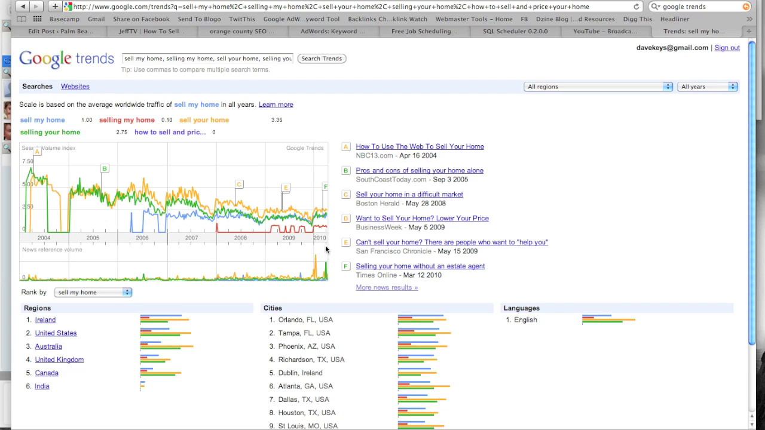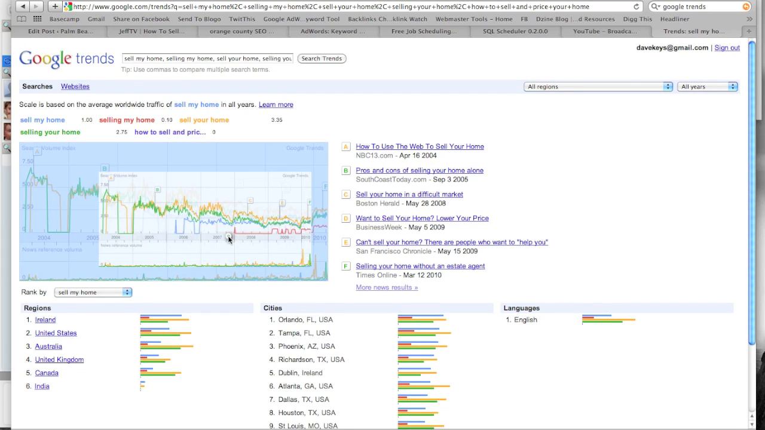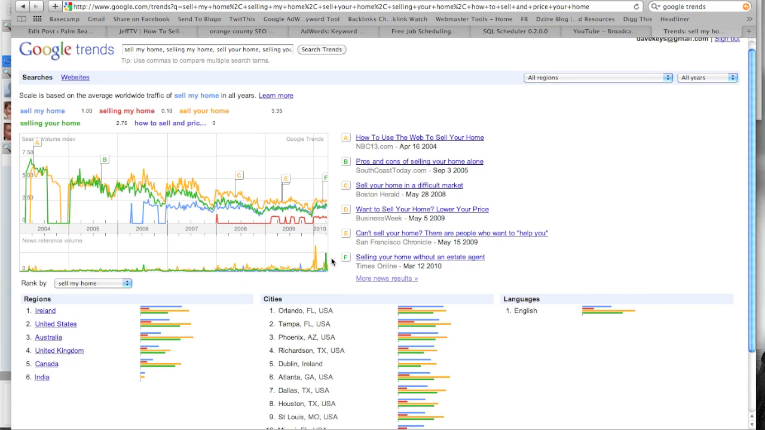well, can you? Looking for the slider. Not seeing the slider. Okay, that's no longer available. But you can look at 2009, 2010, and you can see this yellow line, which is sell your home, is kind of the top performer until just recently when this green line, which is selling your home, became a high contender.